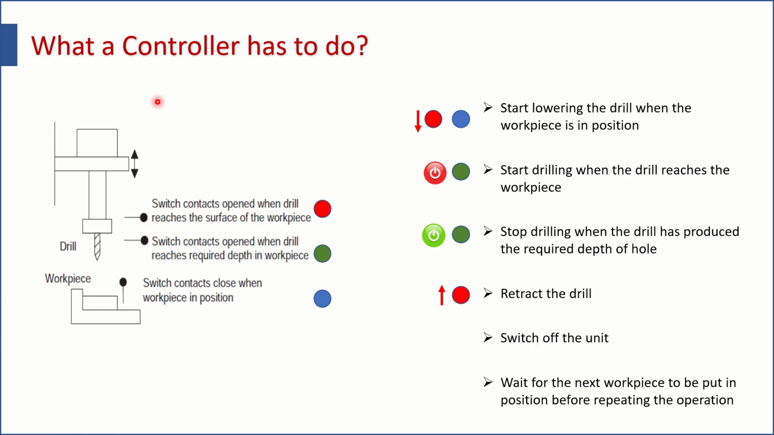Now you see what we are actually doing here. There is a switch that opens, right? Switch opens means the contacts of the switch are opened when the drill reaches the surface of the workpiece. So there has to be a switch somewhere, so that when the drill reaches the surface, that switch will be pressed. When the switch is pressed, its contacts will get opened.